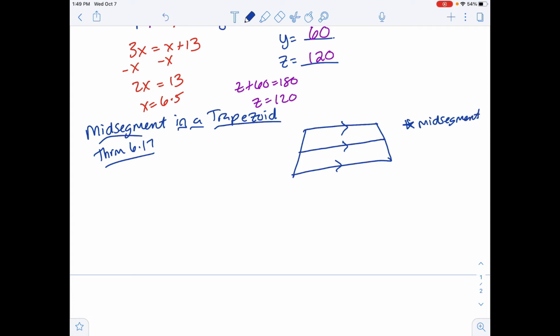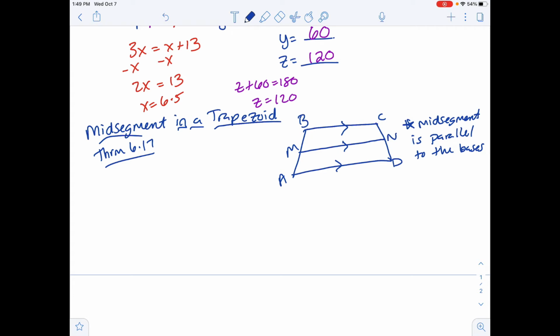The mid-segment is parallel to the bases. Okay, I'm going to call this A, B, C, D, and M, N.